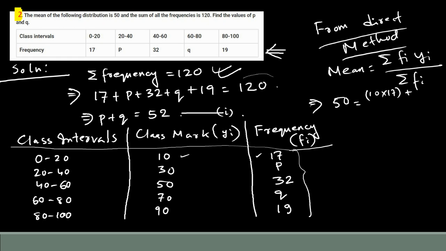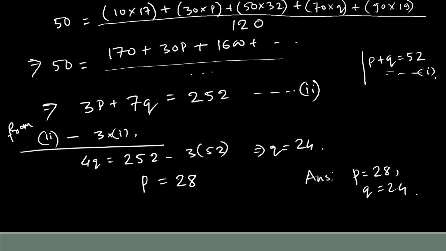So you use the direct method to find the mean, and also the summation of frequency equals 120. That's how you found one equation, and through the direct method you found the mean and you found another equation. You solve 2 minus 3 times 1 and you found what p and q are. Okay, pretty simple and straightforward problem. Let's move to the next one.